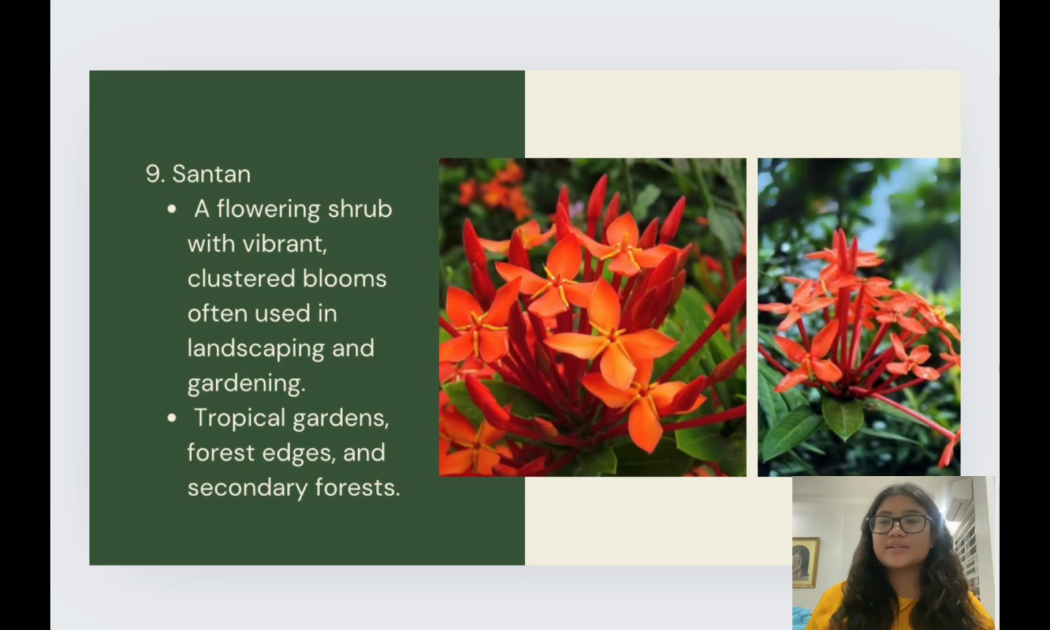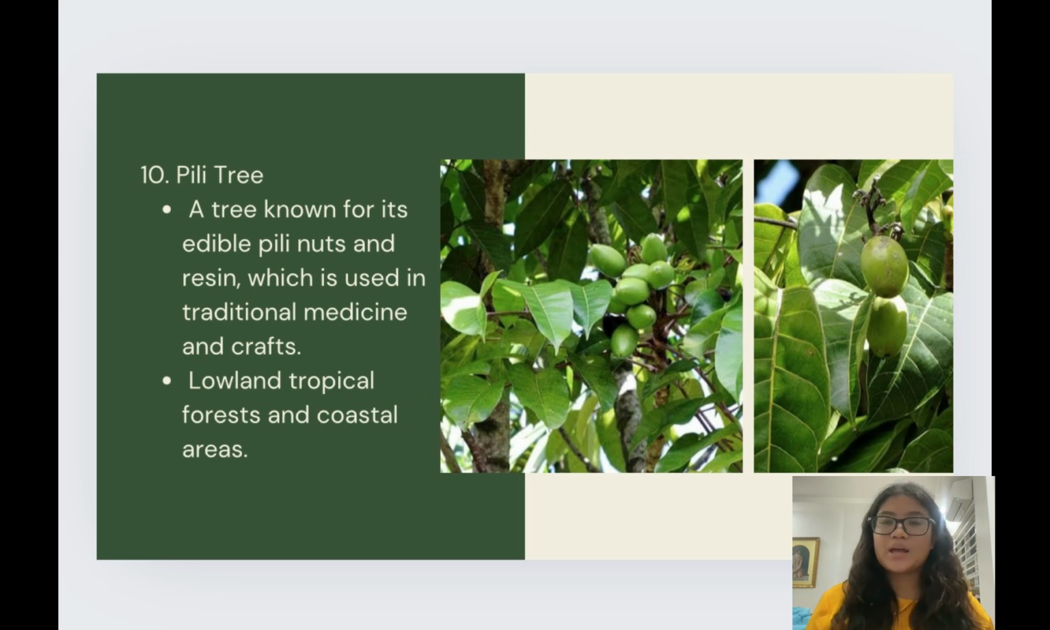Number 9. Santan. It is a flowering shrub with vibrant, clustered blooms often used in landscaping and gardening. Their habitat is in tropical gardens, forest edges, and secondary forests. Lastly is pili tree, a tree known for its edible pili nuts and resin, which is used in traditional medicine and crafts. Their habitat is in lowland tropical forests and coastal areas. Each of these plants contributes to the diverse ecosystem of the Philippines, thriving in specific environmental conditions.